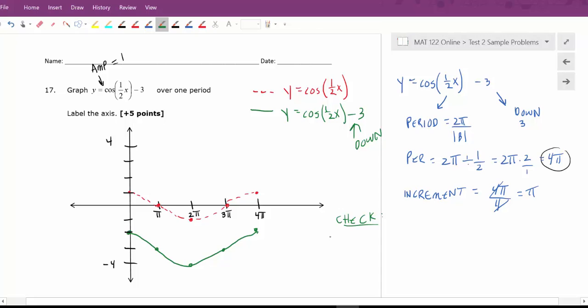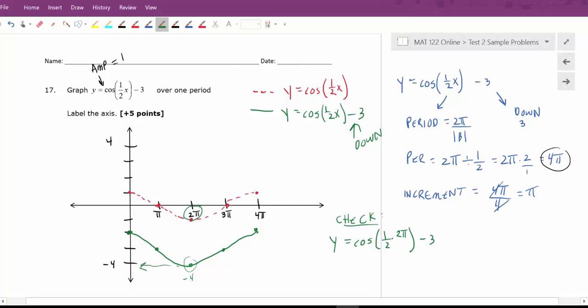And what you can do on this is you can pick any point you want to. We just got through graphing 1/2 x minus 3. And just keep it simple. I'm going to check 2 pi. So I'm going to plug that in. And I should get a y value of -4. Okay, that y value is -4.